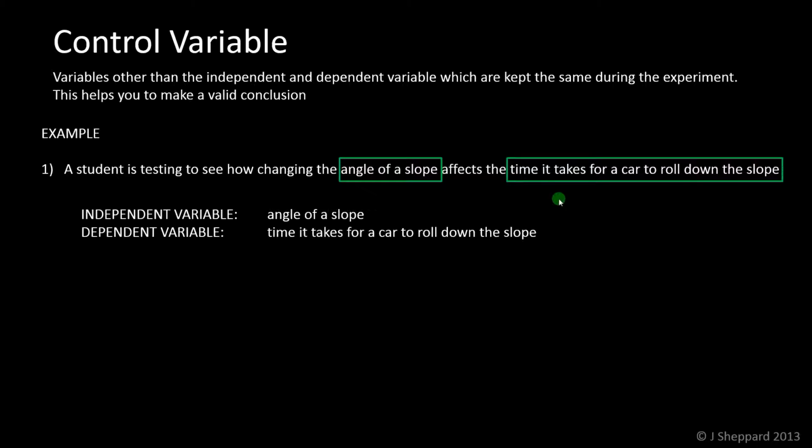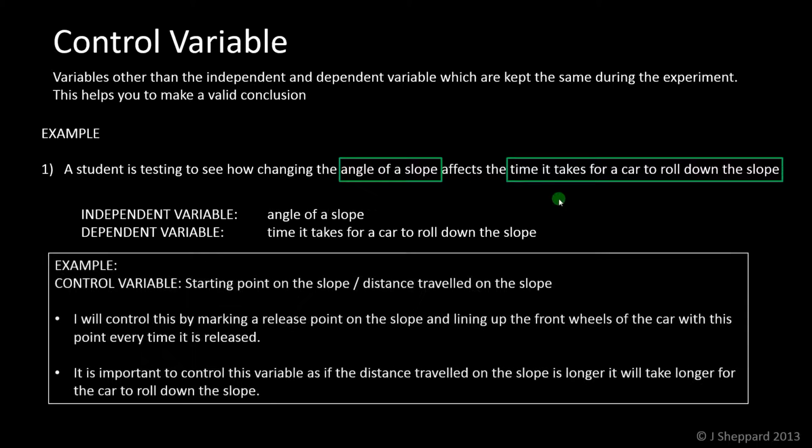So let's take this example then and look at one control variable. If you're rolling a car down the slope, then the starting point on the slope, or the distance travelled on the slope, which are equivalent, is really important. If you change that, it's going to affect your results. So here's our statement then. I've identified the variable. I've explained how I will control it. I control this by marking a release point on the slope, lining up the front wheels of the car with this point every time it's released.